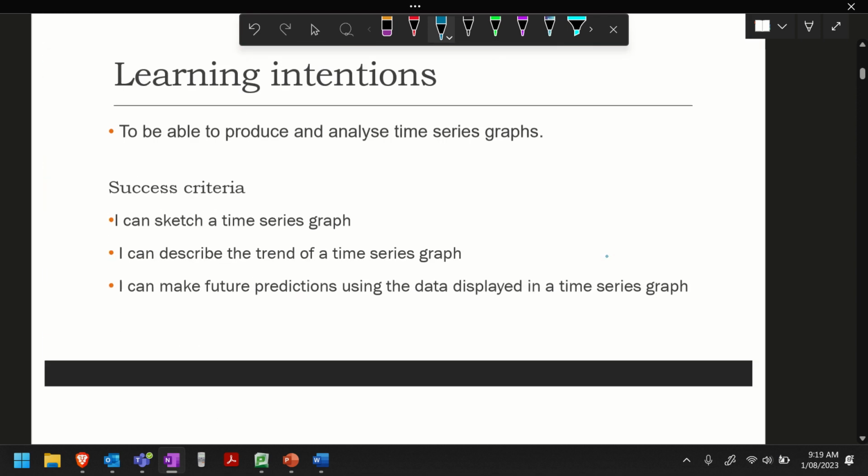Our learning intention today is to be able to draw a time series graph and analyze it. By the end of the session, I want you to be able to draw the graph itself, and then describe the trend. When we talk about trends, what does the graph look like? Does it look like Sam's head, or does it look like a flat head like Torio's? No, I'm kidding. And I want you to be able to make a prediction based on the data.